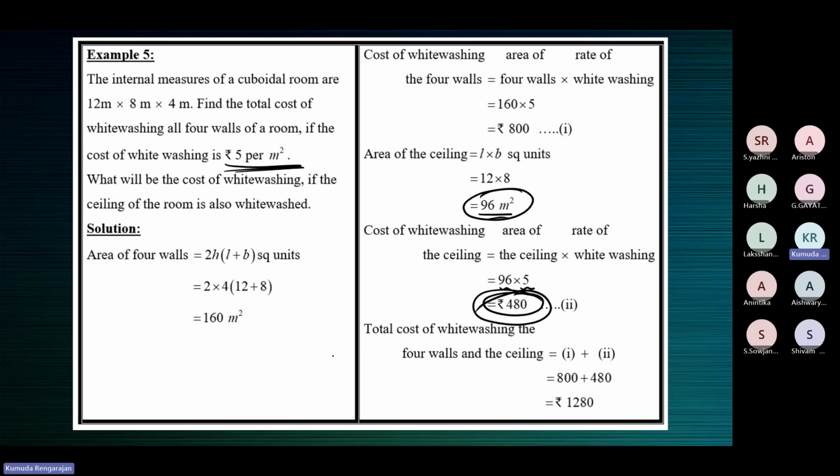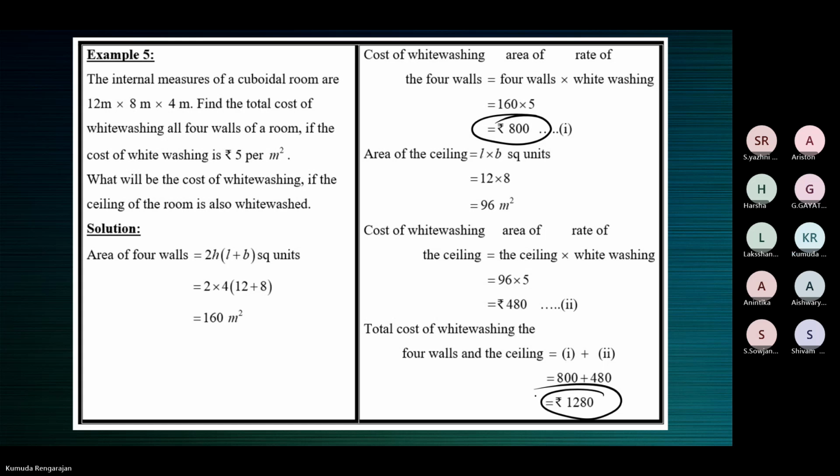So now the total cost of whitewashing the 4 walls and the ceiling will be 800 plus 480, 1280. We have to answer two different questions. The cost of whitewashing the 4 walls is this one. The cost of whitewashing the 4 walls, including the ceiling, is this. So that's about Example 5.